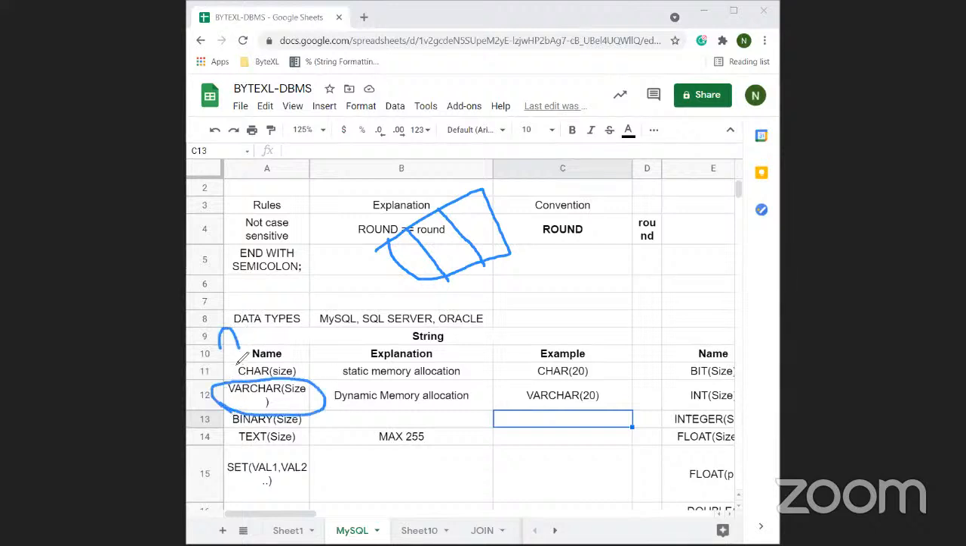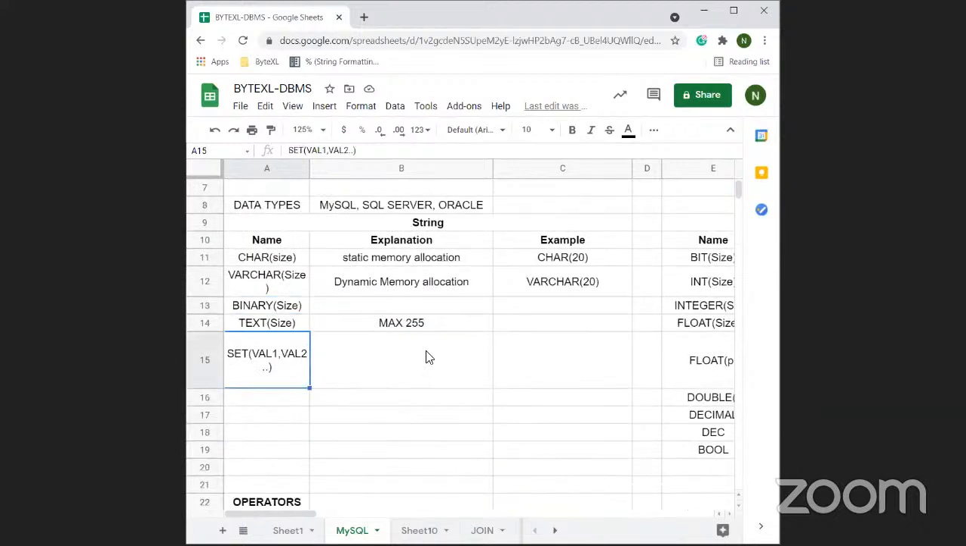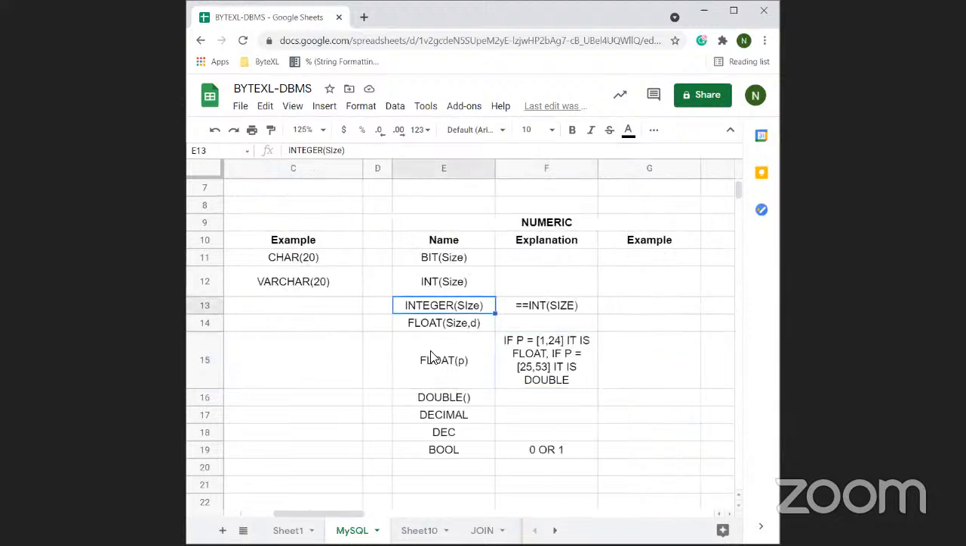Even if you are seeing char anywhere, there is not much difference. Only memory allocation differences are there in the background. Okay, and of course we have many such things available, as I told: binary, text, set. The most important difference between all of these is the size, the capacity. Text will create a very large text which can store up to 255 characters. The maximum of a text variable is 255 characters. Then we have set also. You can give multiple string values in that.